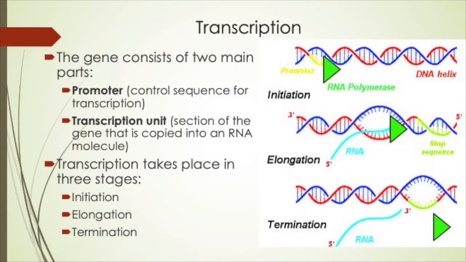Let's go ahead and talk about transcription. The gene consists of two main parts: a promoter and a transcription unit. The promoter is the control sequence for the transcription. That's where it's going to start transcribing. The transcription unit is the section of the gene that is copied into an RNA molecule. So the promoter is where it starts and the transcription unit is the whole area it's transcribing.